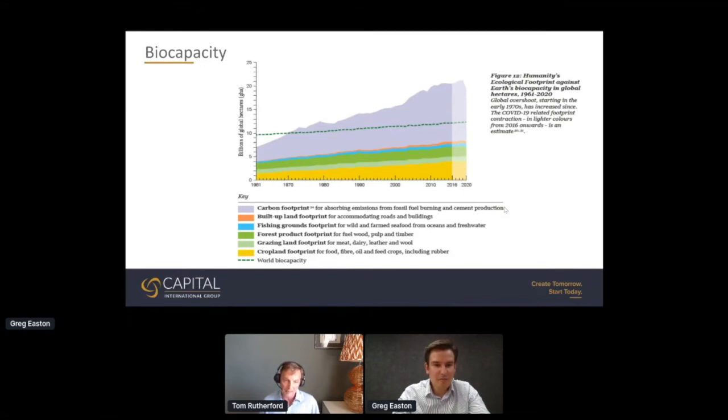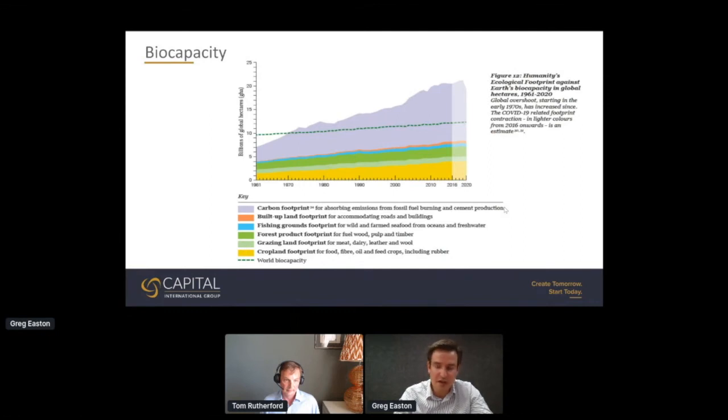Yeah, I've put a slide up here that shows our biocapacity, really just to show that since 1970 we've been living beyond our biodiversity means, if you like, whether that's across cropland footprint, grazing land, and the impact from a consumer perspective around meat consumption, forestry product footprints, fishing grounds, which you mentioned, and also the sheer fact that from a demographic perspective we've still got a growing global population, and our built-up land footprint has increased over the last 50 years.